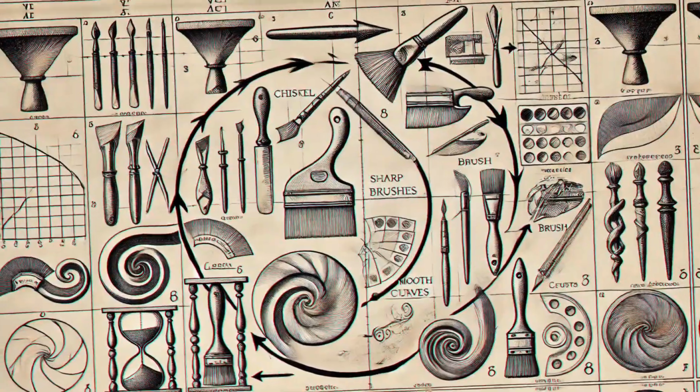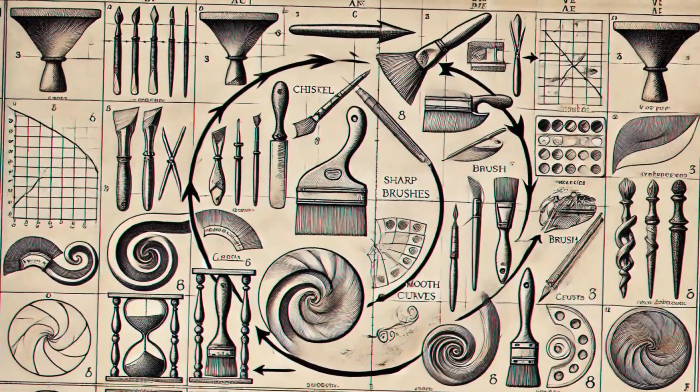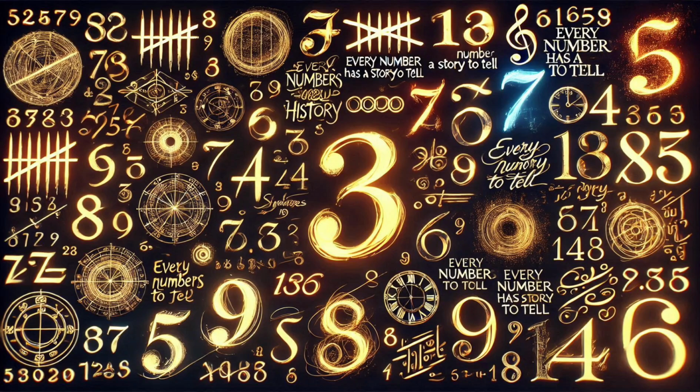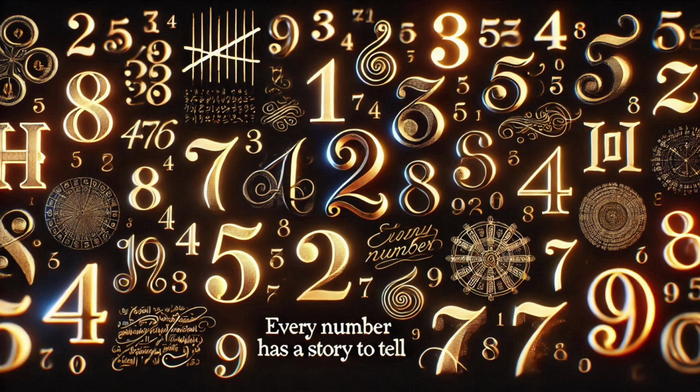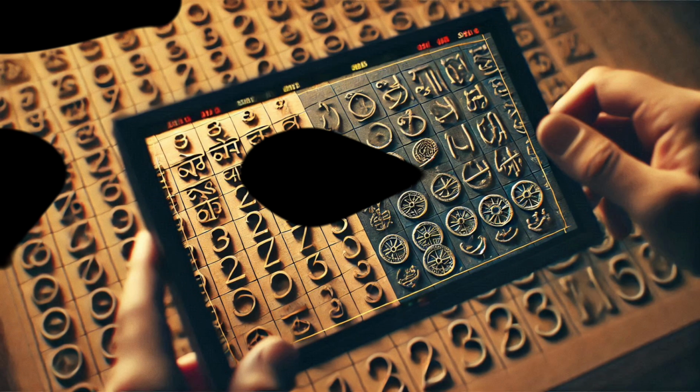Over time, as tools like brushes, pens, and chisels improved, these sharp, angular shapes became smoother and curvier, turning into the numbers we use today. But this idea of connecting shapes to their meaning stayed with us.